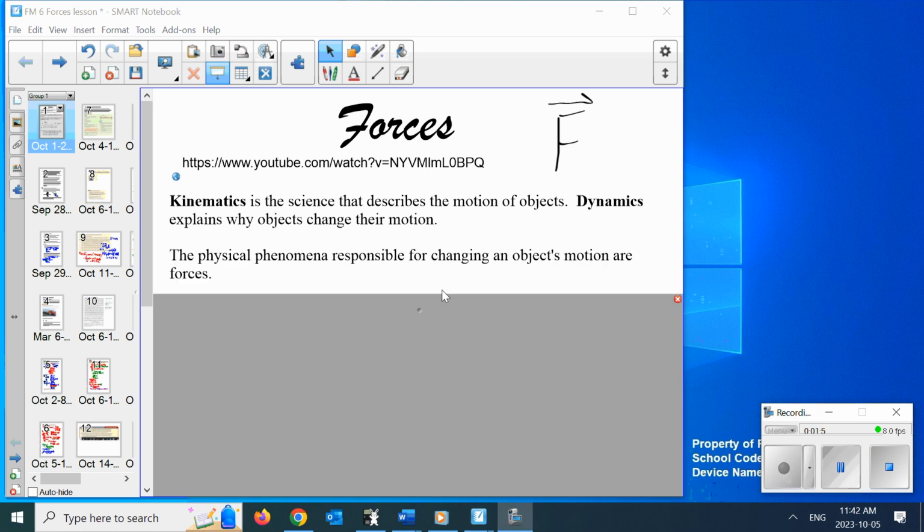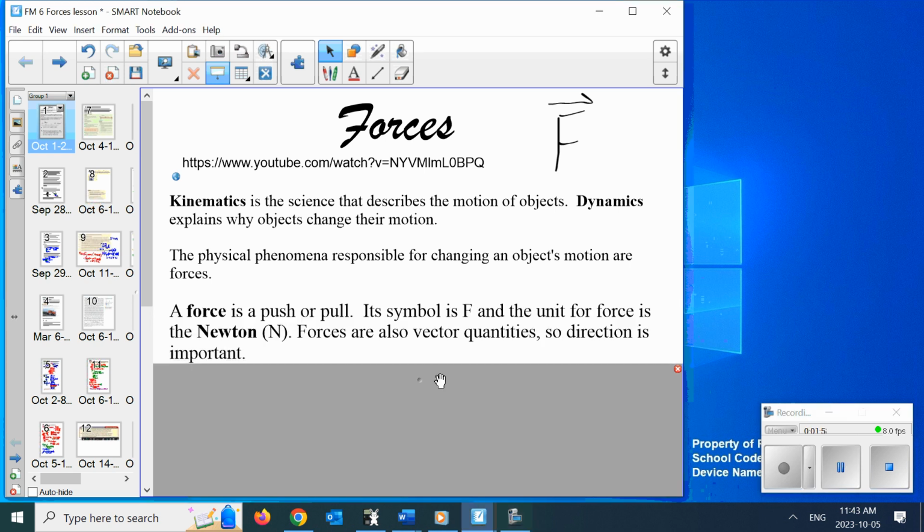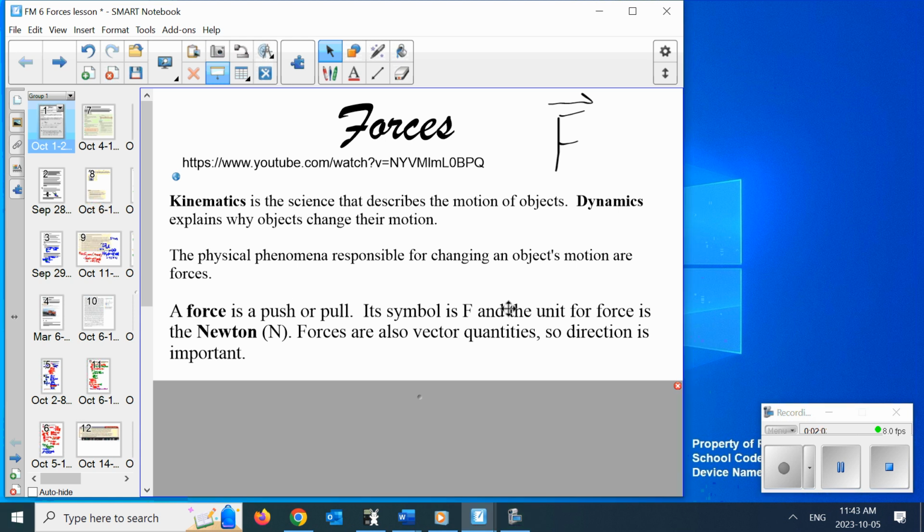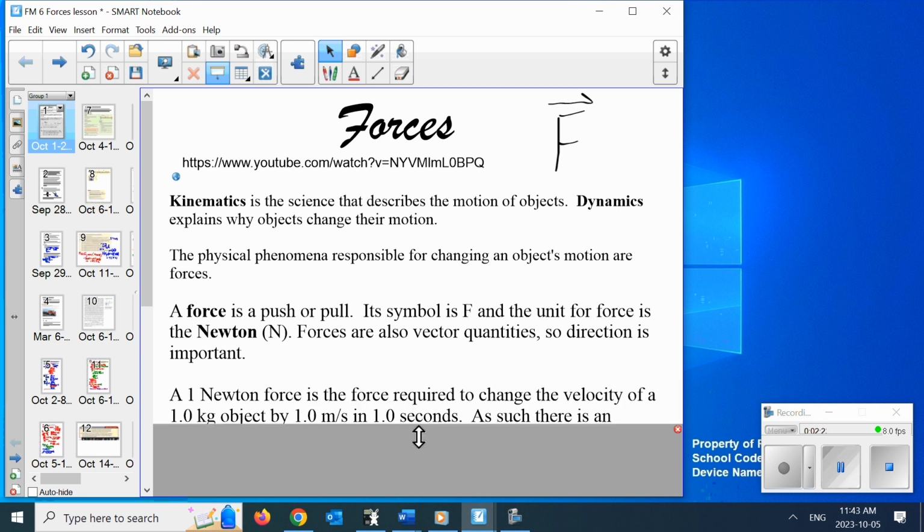Okay, I'm going to just read this. The physical phenomena responsible for changing an object's motion are forces. You don't have to write that part down, but do write this. A force is a push or pull. The symbol is F. We know this with an arrow over top, though. The unit for force is the Newton. We use a capital N. Forces are vectors, so direction is important.